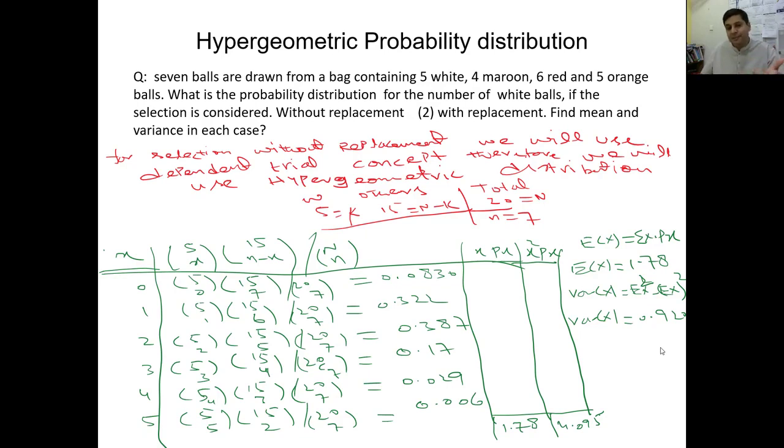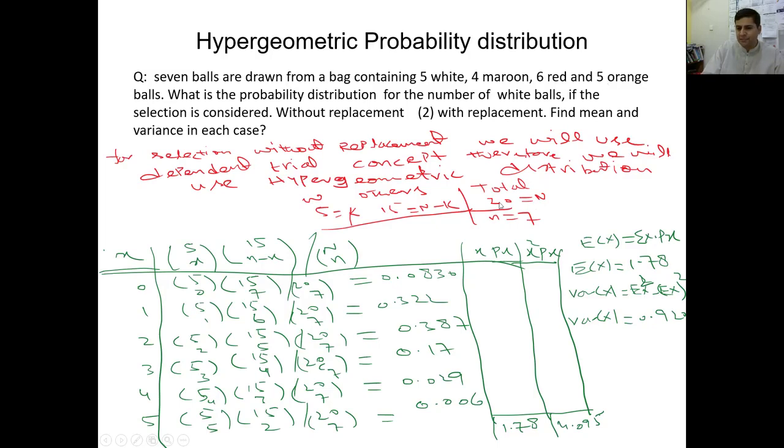So this is without replacement. We do not put it back. In that case we need to use hypergeometric. So for selection without replacement, we will use the dependent trial concept. Therefore, we will use hypergeometric distribution. We have 7 balls drawn from a bag containing 5 white, 4 maroon, 6 red and 5 orange balls. So how many in total? 5 plus 4 is 9, 9 plus 6 is 15, 15 plus 5 is 20.